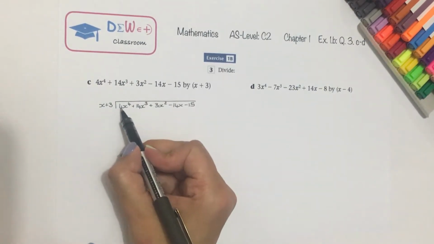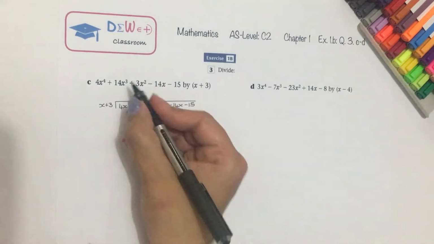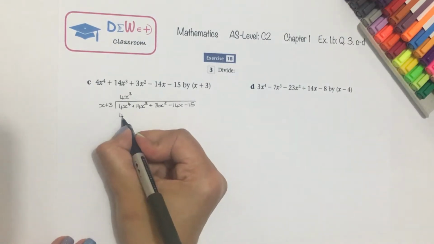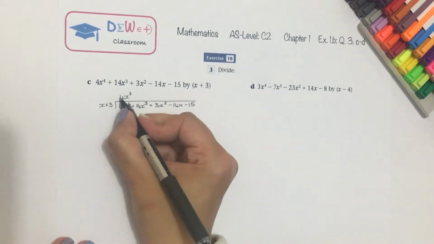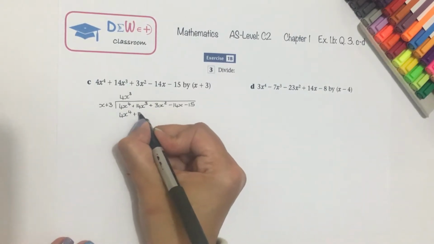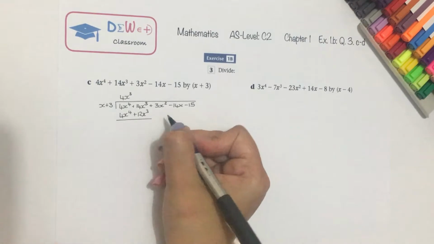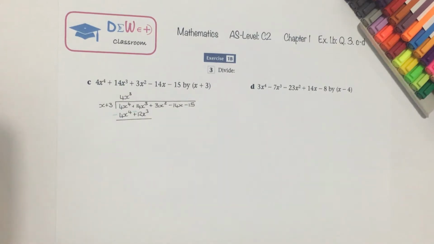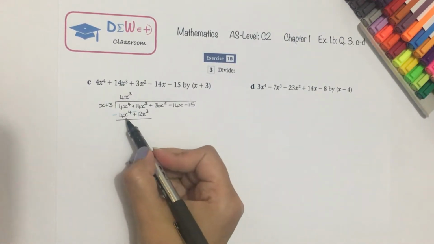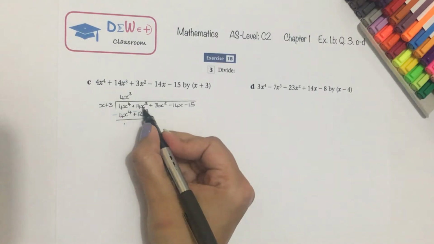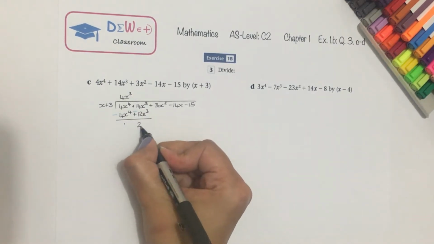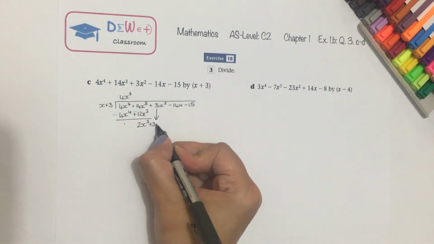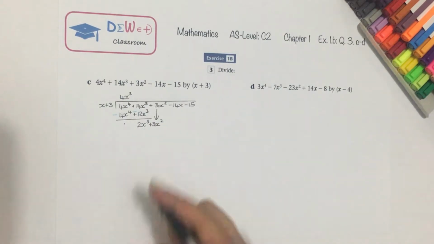Okay. We're going to start with our first term, 4x to the power of 4 divided by x will just be 4x cubed. 4x cubed times x will give us 4x to the power of 4, and 4x cubed times 3 will give us 12x cubed. Okay, now we need to subtract, but in order to subtract this whole thing, it means that the signs are going to change. So 4x to the power of 4 minus 4x to the power of 4 is 0. 14x cubed minus 12x cubed will give you 2x cubed. Then we bring down the plus 3x squared and we start the process all over again.